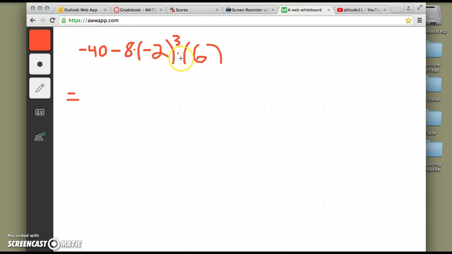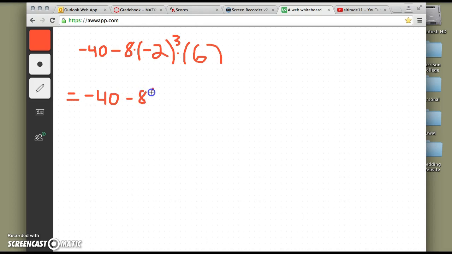So we move on to the next thing in our order of operations, which is our exponents. And notice that we do have an exponent here. So the first thing that we're going to have to do is raise the base of this exponent, which is negative 2, to the power of 3. So let's just go ahead and rewrite everything else, and I'm just going to go ahead and write this out.